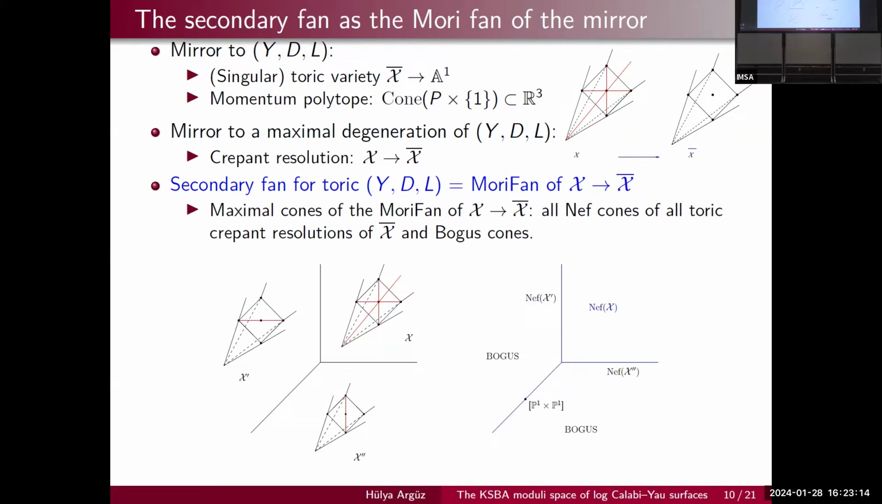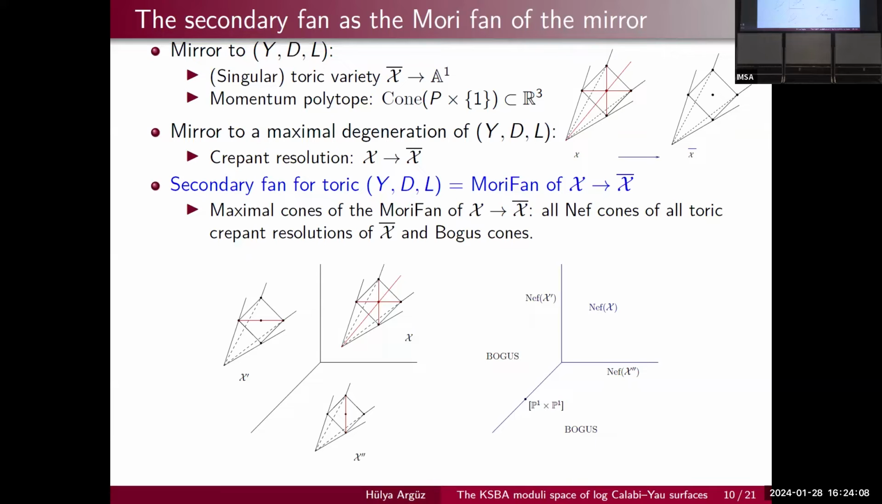And it is known that indeed, if you look at the secondary fan of Y_Δ, this can be recovered by studying the birational geometry of all crepant resolutions. And the secondary fan of Y_Δ with the maximal degeneration is equal to the Mori fan of this crepant resolution. So here, the Mori fan is the fan whose maximal cones consist of all the nef cones. In this example, I have only one nef cone because I have only one toric crepant resolution. In particular, it has to do with the fact that in this example, I have only one integral interior point.